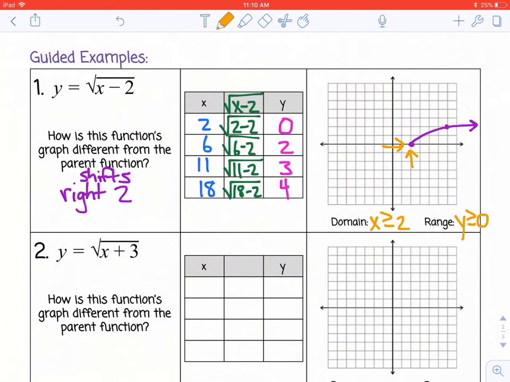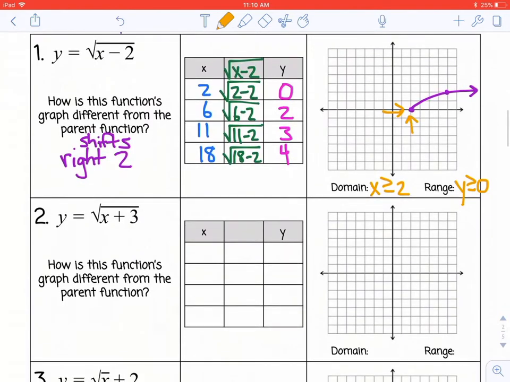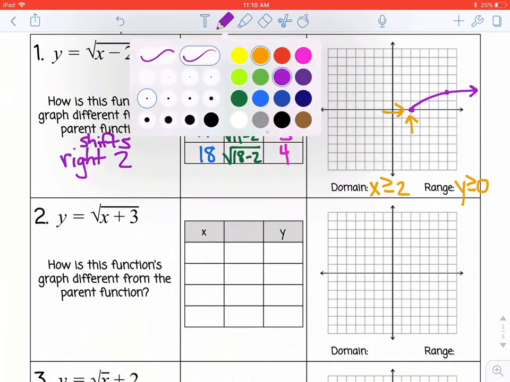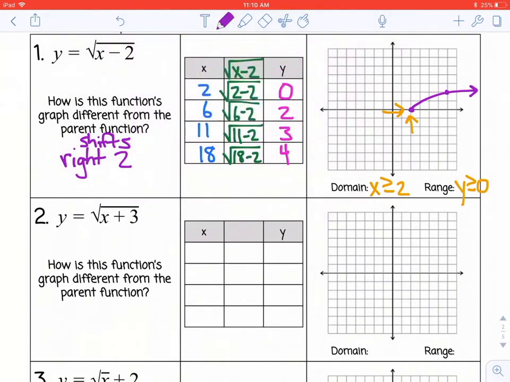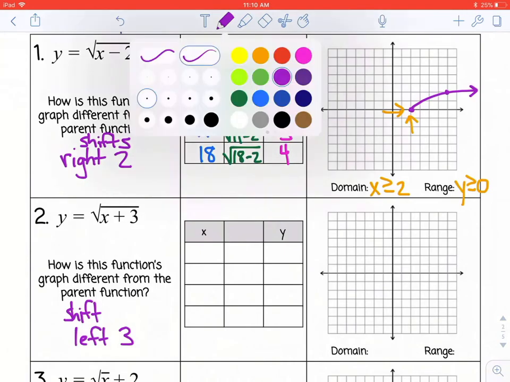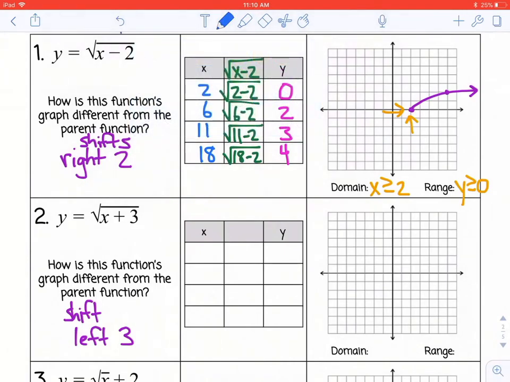Okay, so let's take a look at example 2. So 2 is similar to example 1, except for it has x plus 3. So it says, how is this function's graph different from the parent function? This one would shift to the left instead of the right. So left 3 units.